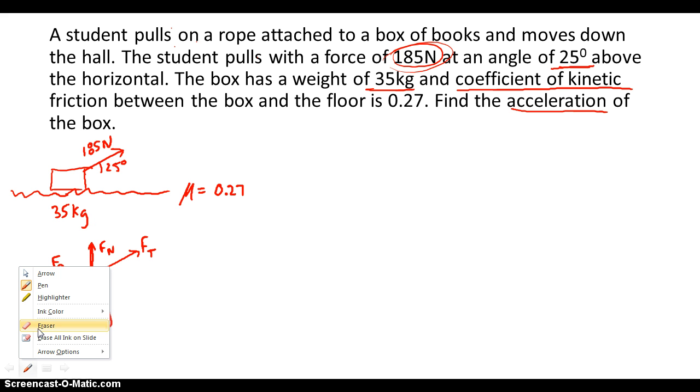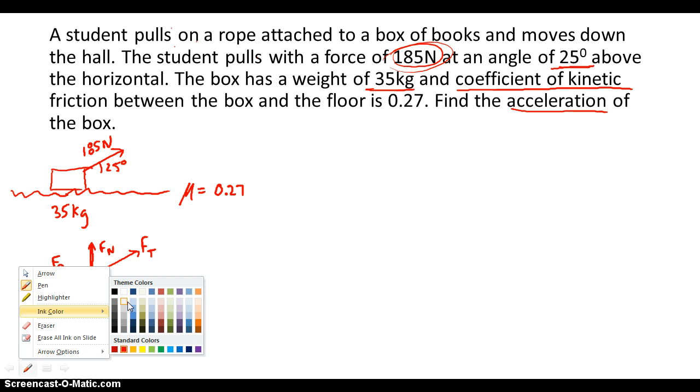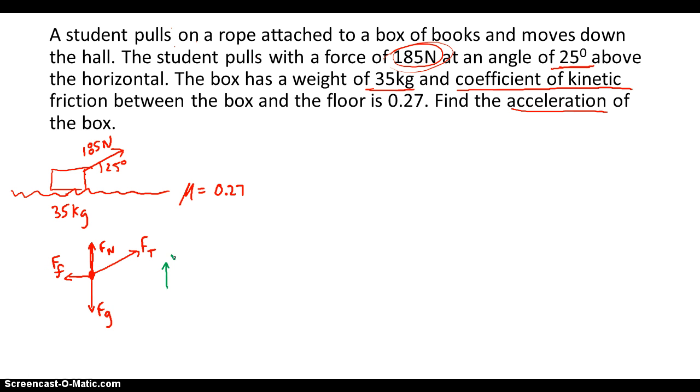Now, if I say this is my y direction and this is my x direction, I've got to look at my forces and say, okay, are they in the x or in the y direction, or a little bit of both? So this will be in the negative x direction, negative y direction, positive y direction. But tension force has a little bit of both. It's got both x and y.